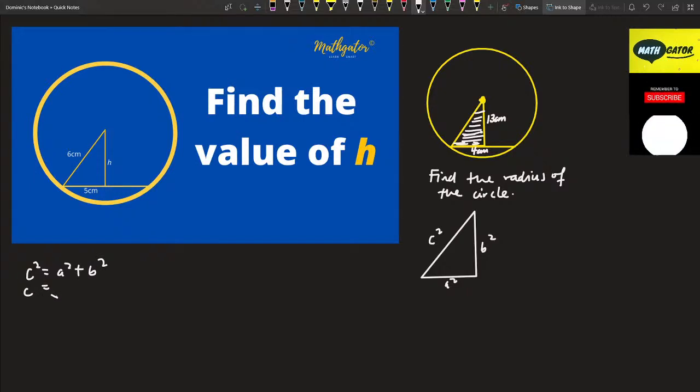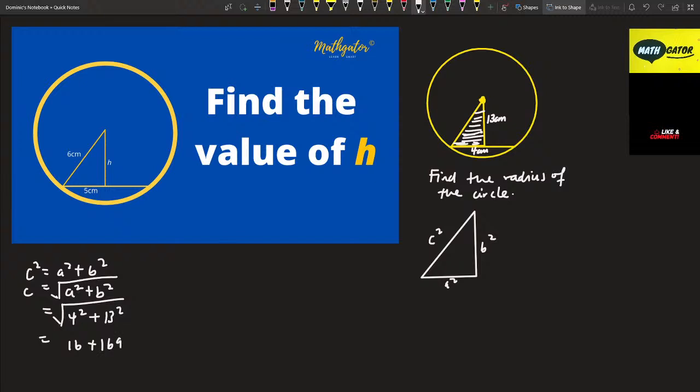So c is the root of a squared plus b squared. Then we can say root of 4 squared plus 13 squared. 4 squared will give us 16 plus 169. I hope I'm correct. Check quickly.